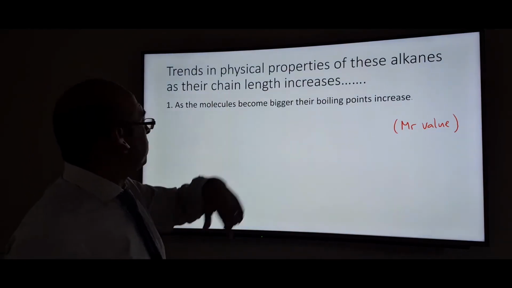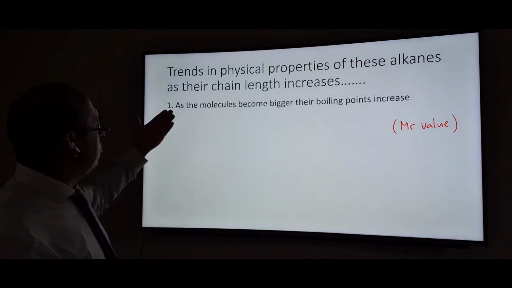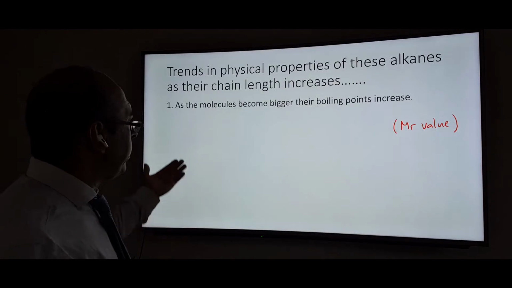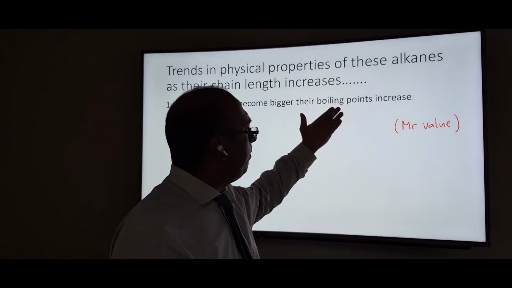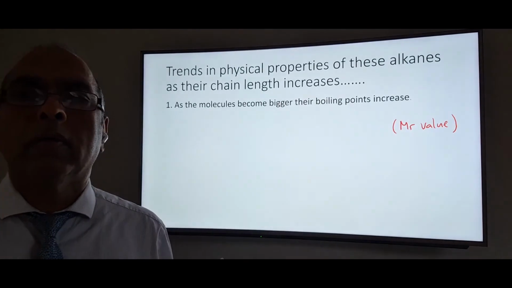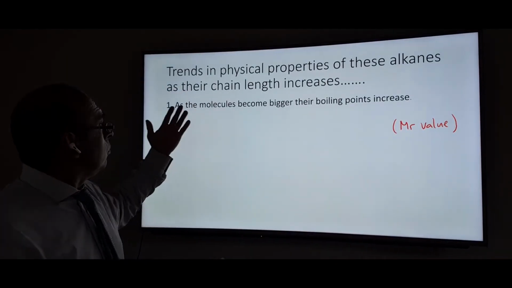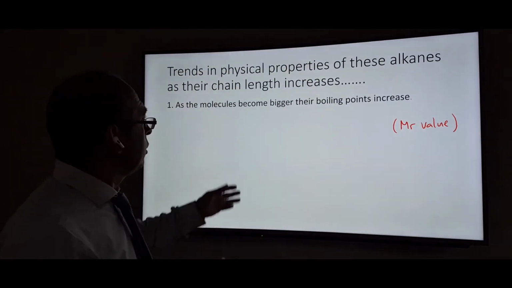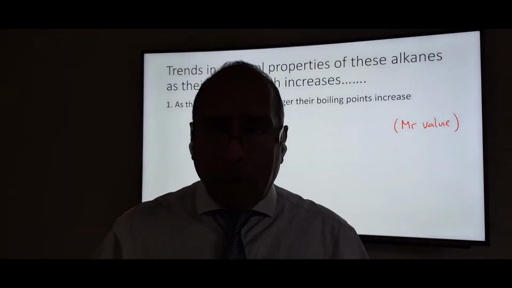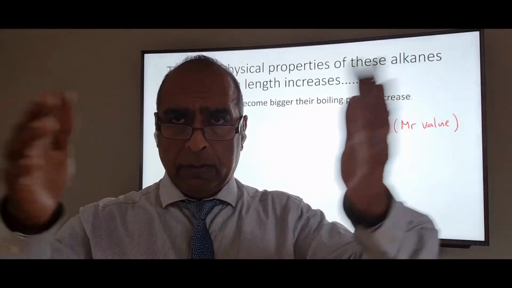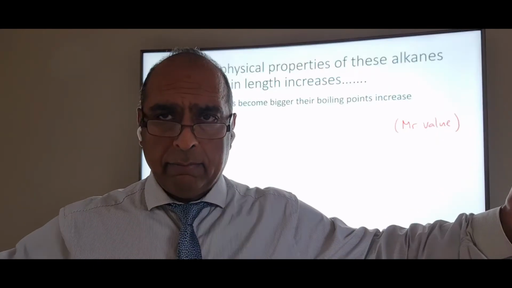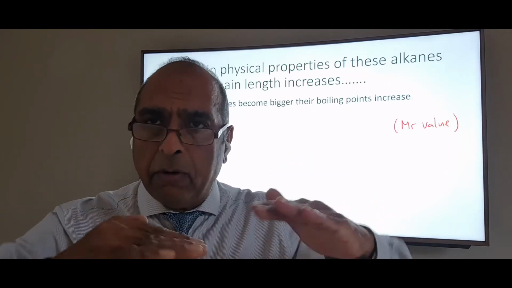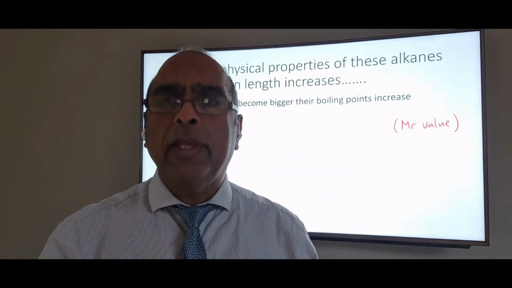So trends in physical properties, as the molecules get bigger and bigger, then you have these trends. As the molecules become bigger, their boiling points increase. So those fractions, if you look at the molecules within the fractions, then as the molecules get bigger and bigger, their boiling temperatures get more and more. They increase, and we collect them lower and lower within our fractionating column.